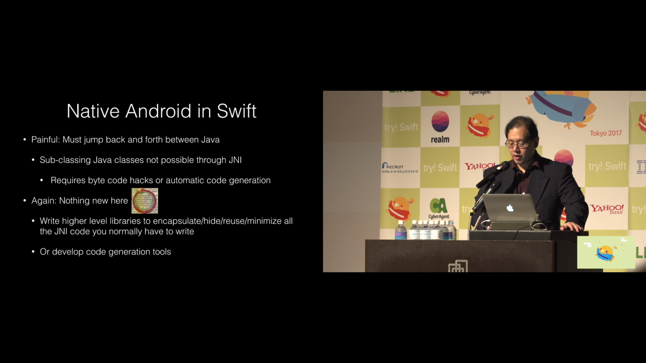You can write higher-level libraries to encapsulate and hide all the JNI, so when you use the libraries, you don't have to touch JNI. Or you can develop code generation tools. While I'm not a huge fan of code generation because it often introduces new problems, such as complex build systems, long build times, and application bloat, you can see a lot of high-profile companies have resorted to this on Android.